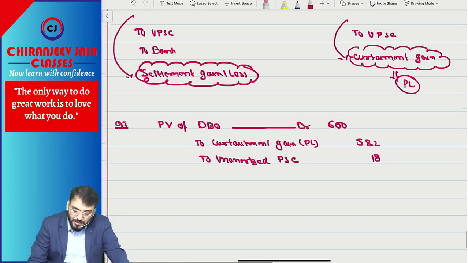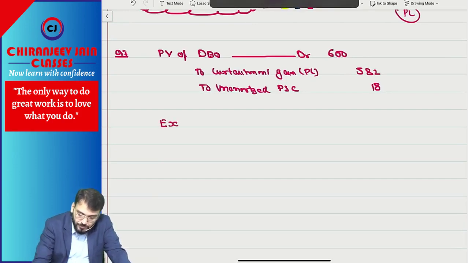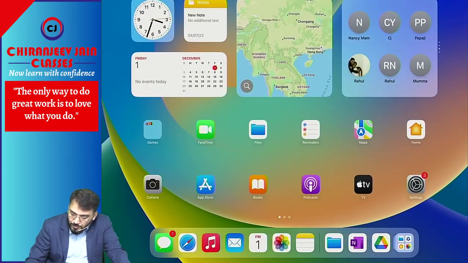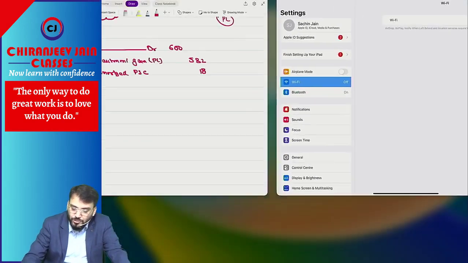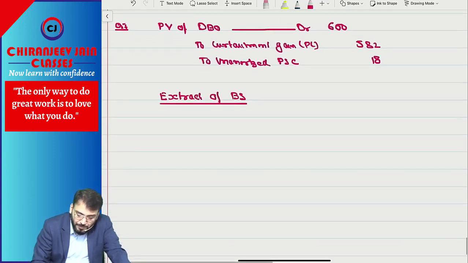Correct. Now they will ask you to prepare extract of balance sheet. This I have not yet informed you. So with this question I am trying to inform you. Extract of balance sheet. So what AS15 says is that you need to disclose present value of DBO in liability side.